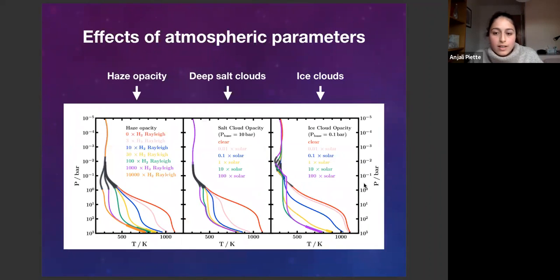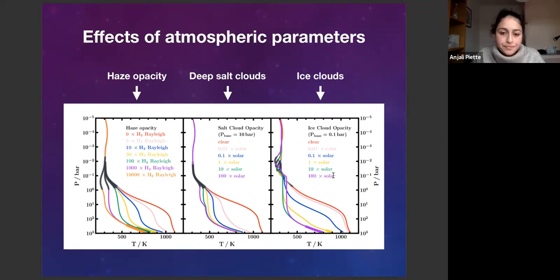So moving on now onto another family of atmospheric parameters, and these are the haze and cloud parameters. So as I mentioned, we're modeling haze here as an enhanced Rayleigh scattering, and we're also including different kinds of clouds. In this case, the clouds aren't self-consistent with the temperature profiles. What I've done is to include a cloud at a fixed pressure. So here it's a deep cloud at 10 bar, and it's a salt cloud, whereas here it's a cloud at 0.1 bar due to ice.